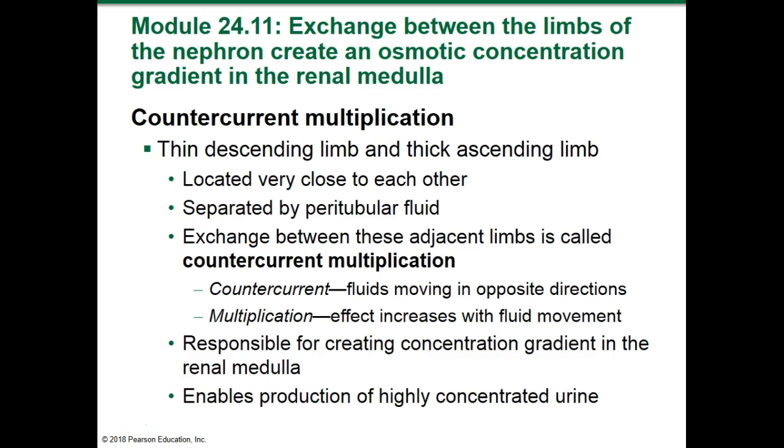Okay, so we have countercurrent multiplication. The thin descending limb and the thick ascending limb, they're close to each other, right? I mean, every time we show a picture, they're just in the U. One's on one side, one's on the other. And they're separated by peritubular fluid. An exchange between those two limbs we call countercurrent multiplication. It's countercurrent because fluids moving in opposite directions are occurring. Multiplication because the effect increases as you have more fluid movement. Anyway, this creates a concentration gradient in the renal medulla, but that's what enables us to have really highly concentrated urine.